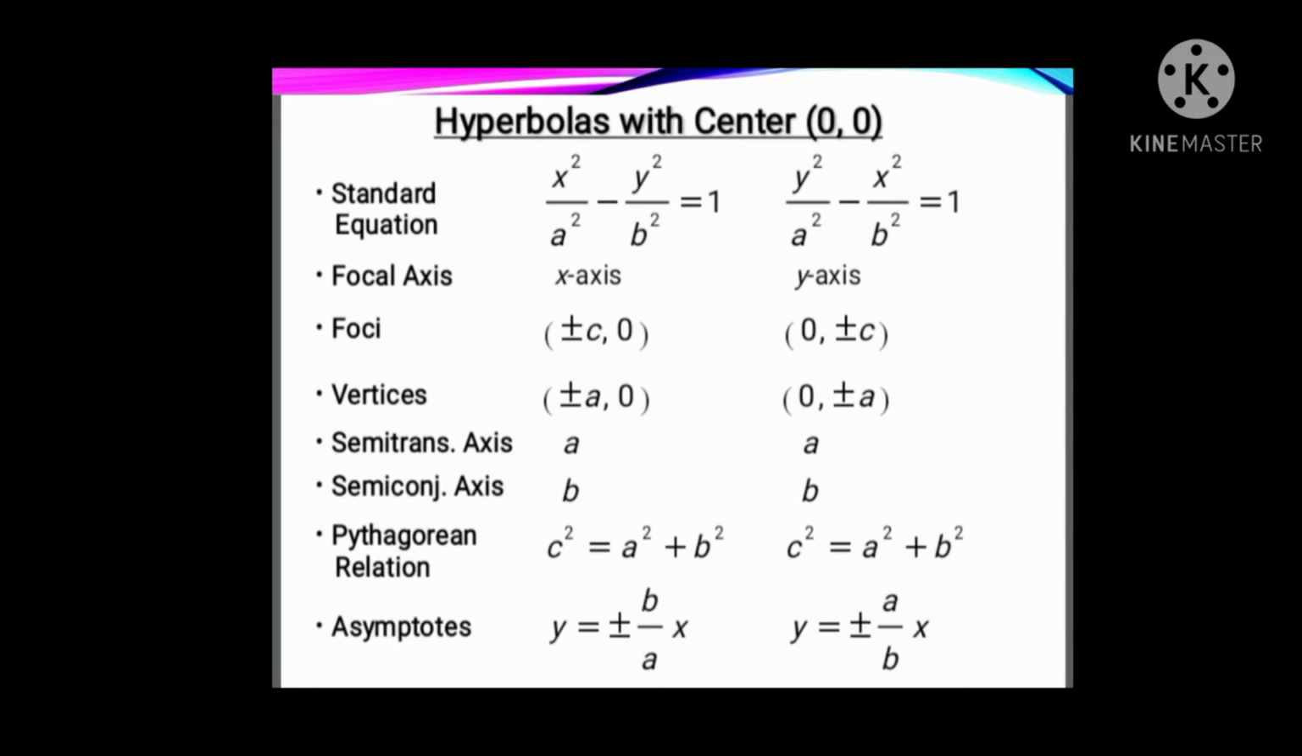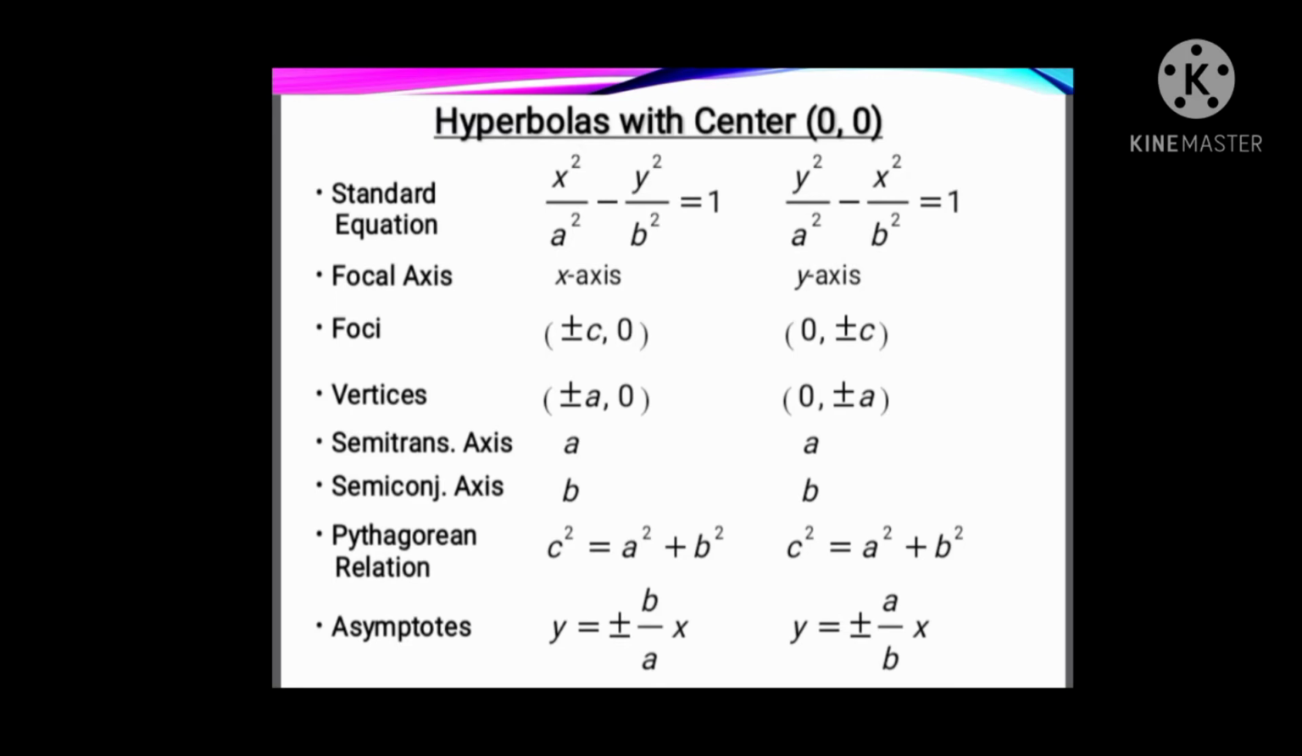Its foci are positive, negative c, and 0 for the x-axis. For the y-axis, its foci are 0 and positive, negative c. The vertices for the x-axis are positive, negative a, and 0. For the y-axis, 0 and positive, negative a. The semi-transverse axis is a, so the transverse axis is 2a.